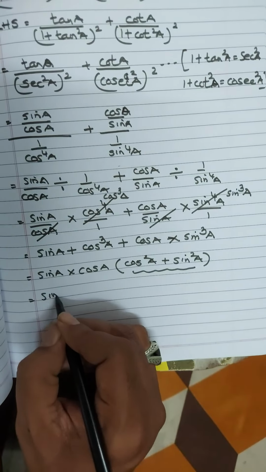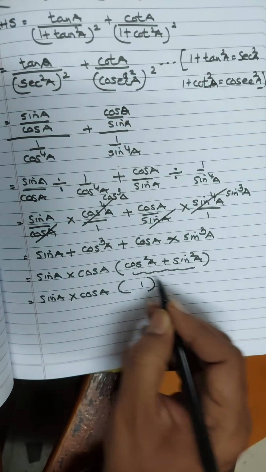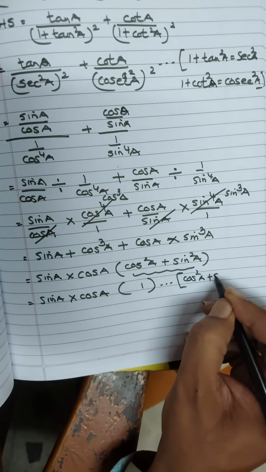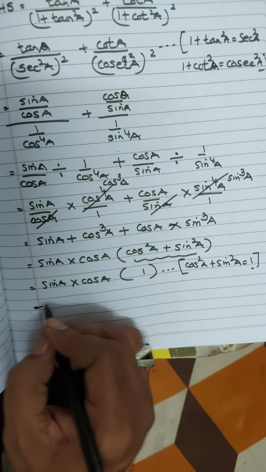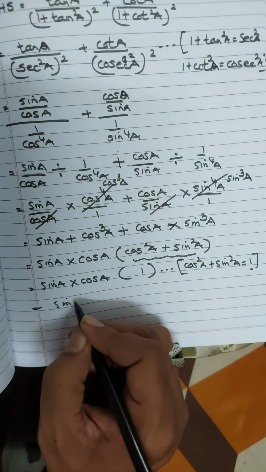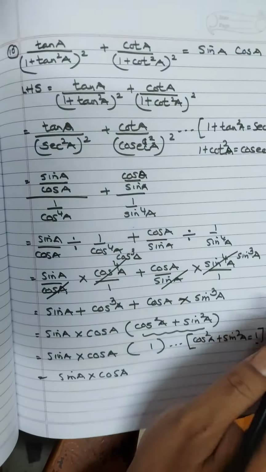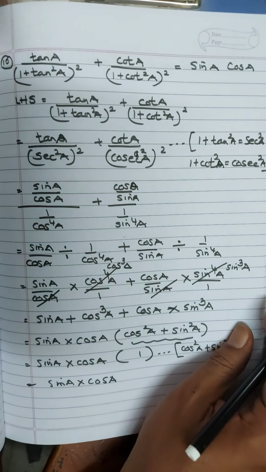So it is sin A multiplied by cos A into 1, because by the identity we know that cos square A plus sin square A is equal to 1. If you multiply and open the bracket, it remains as it is, only sin A into cos A. If you see the right hand side, we got the answer here, sin A into cos A.